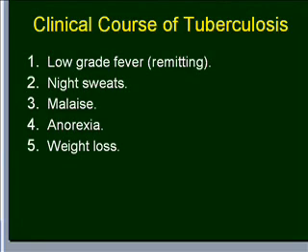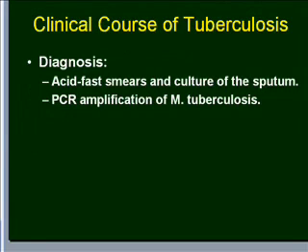So how do we diagnose this? Tell the patient to cough out some sputum, make a smear, and do a Ziehl-Neelsen stain, that is the acid-fast stain. When you do the acid-fast stain, you can see these pinkish or red colored bacilli. And sometimes we do PCR amplification for the diagnosis of Mycobacterium tuberculosis.